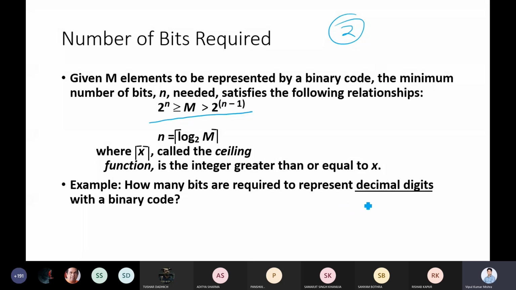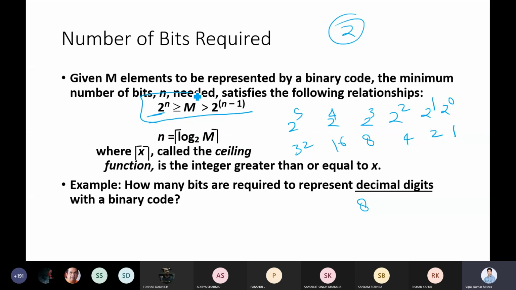Suppose I'm saying number 8, right? Now what will be the log value? If you say 8, you will compare with powers of 2. So you can say 2 to the power 0, then 2 to the power 1, 2 to the power 2, 2 to the power 3, 2 to the power 4, 2 to the power 5, and so on. If you represent the values, it's 1, 2, 4, 8, 16, 32.